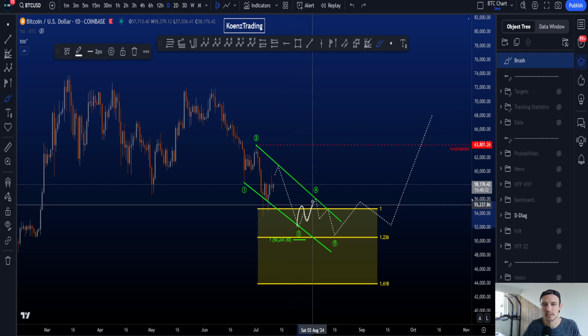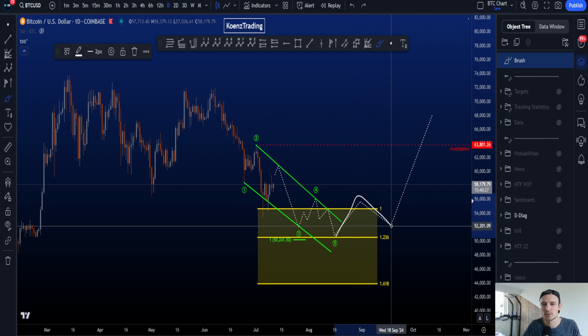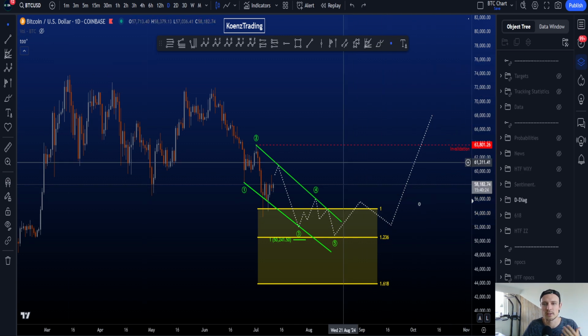Now then we want to see a zigzag family structure in 4 and finally a move down in 5 to then start a new impulse to the upside, 1, 2, 3, and on we go.